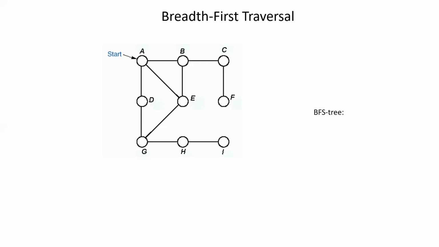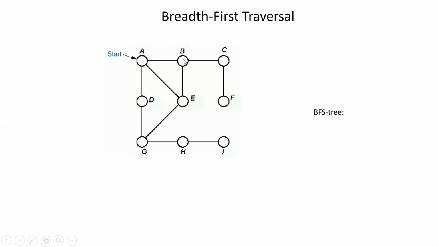Then which vertex is in front of the queue? B. Which are the adjacent vertices of vertex B? A, C, E. We can see that A is already visited and E is already visited. So the only vertex which is not visited is C, so we have to insert C into the queue.